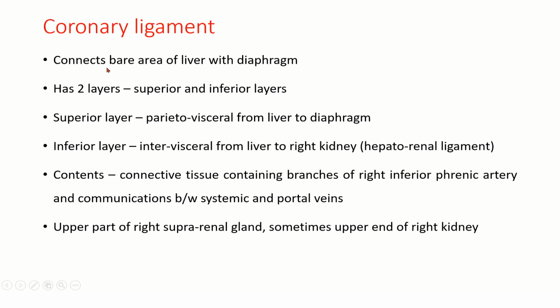So the coronary ligament connects the bare area of the liver with the diaphragm. It has two layers, superior and inferior. The superior layer is peritovisceral, from liver to diaphragm. The inferior layer is intervisceral, and it reflects from the liver to the right kidney as the hepatorenal ligament. Contents: connective tissue containing branches of the right inferior phrenic artery and communications between systemic and portal veins. It is related to the upper part of the right suprarenal gland sometimes and the upper end of the right kidney.